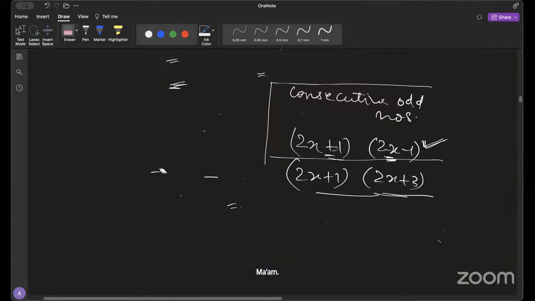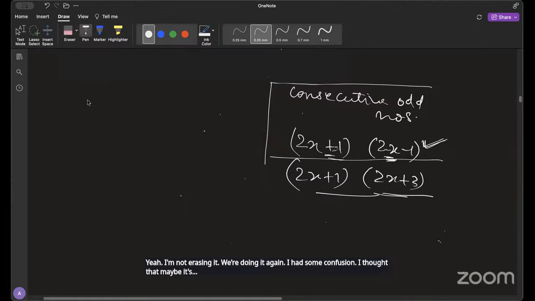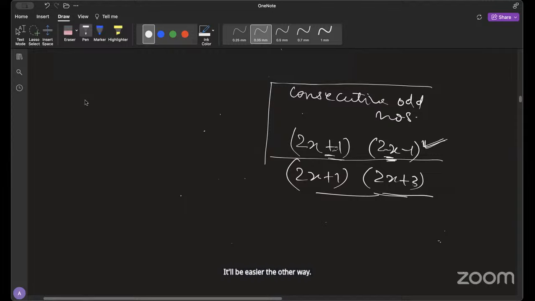Ma'am, I just wanted to know one thing, the consecutive root thing, why did you... I'm not erasing it. We're doing it again. I had some confusion. I thought that maybe it'll be easier the other way. That's why I wanted to do it the easier way. That's it. We're doing the same way again now.